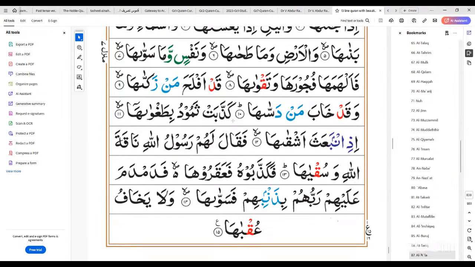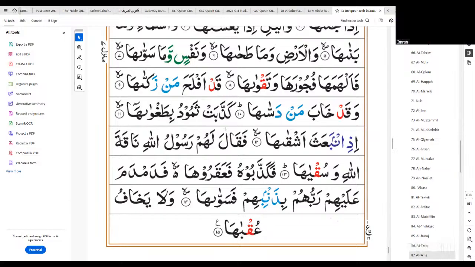Fa'ala yufa'ilu taf'il. Yes, please say it again. Kadhaba is the past tense. Right. Sallama yusallimu taslim. The command of sallama yusallimu is sallim.